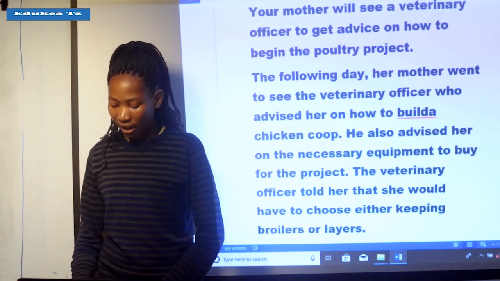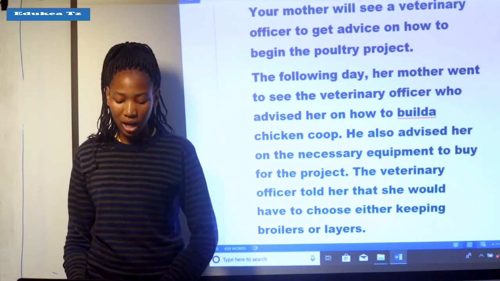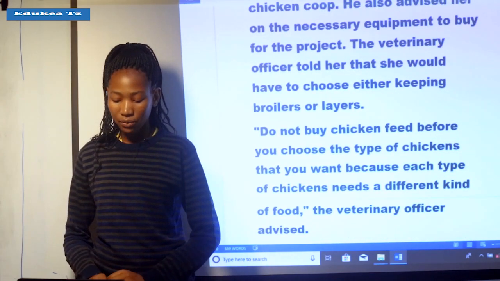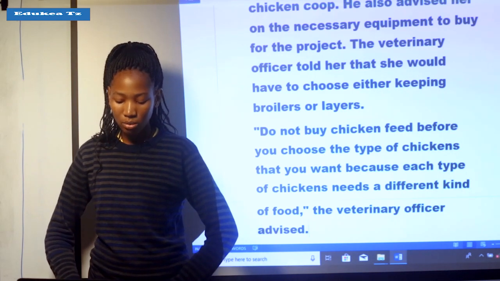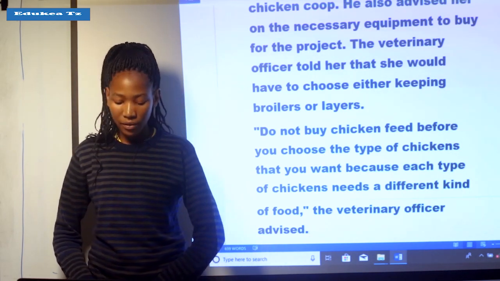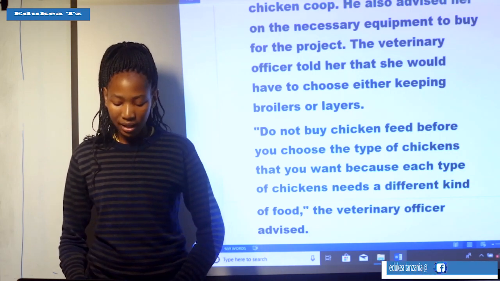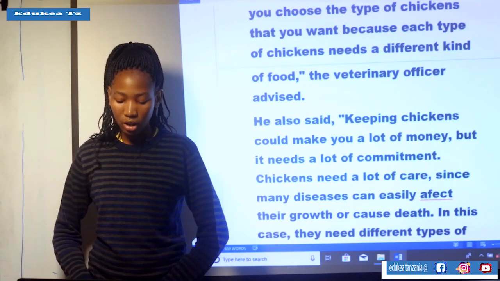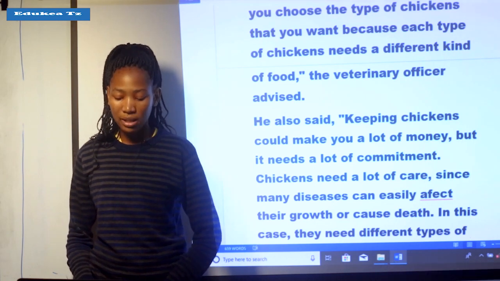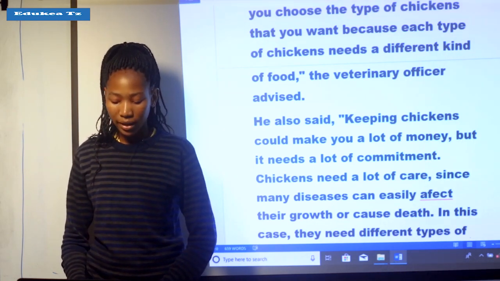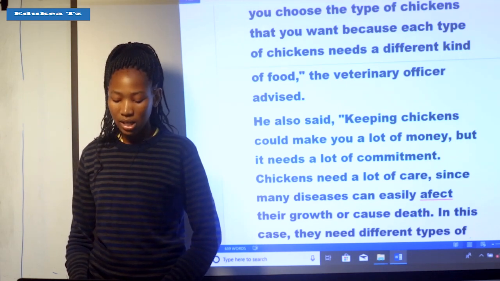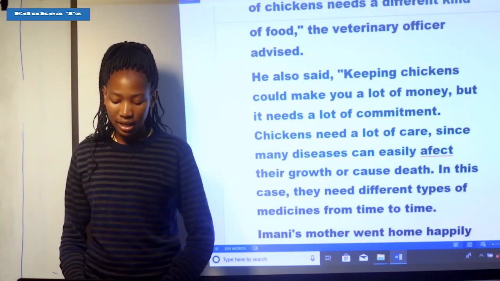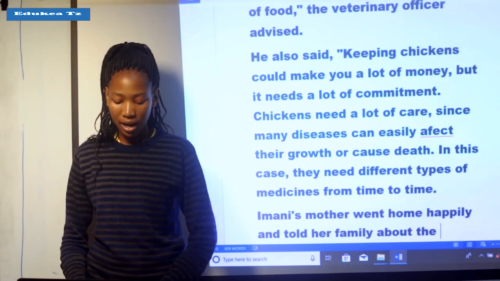The veterinary officer told her that she would have to choose either keeping broilers or layers. Do not buy chicken feed before you choose the type of chicken that you want, because each type of chicken needs a different kind of food, the veterinary officer advised her. He also said keeping chickens could make you a lot of money, but it needs a lot of commitment. Chickens need a lot of care since many diseases can easily affect their growth or cause death. In this case, they need different types of medicine from time to time.